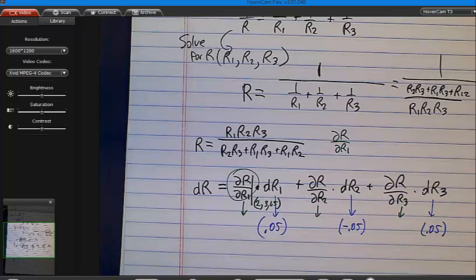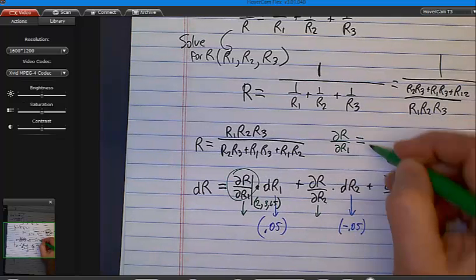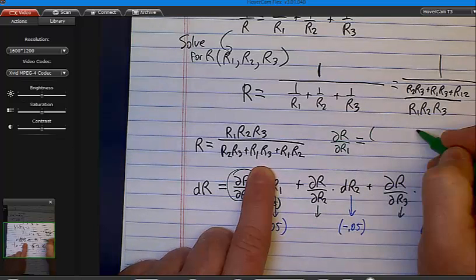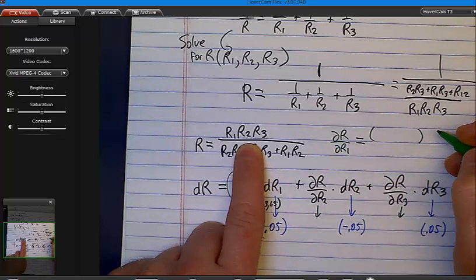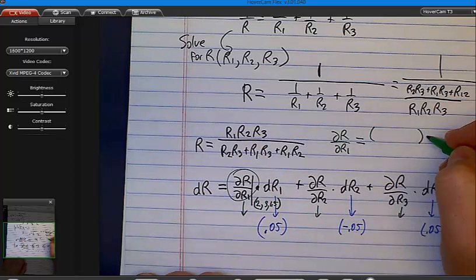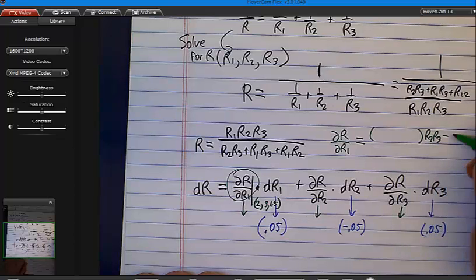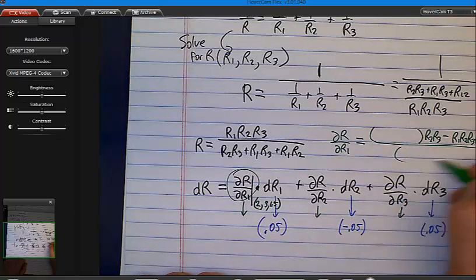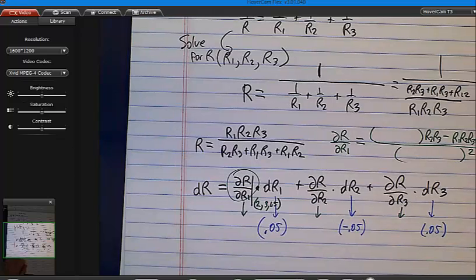Yeah, it's quotient rule. Ho-D-hi, so low times the derivative of the high with respect to R1. Well, these are constants, so it's just low times R2R3 minus R1R2R3 times what? R3 plus R2. Oh, wow. All over low squared, and then plug those points in.